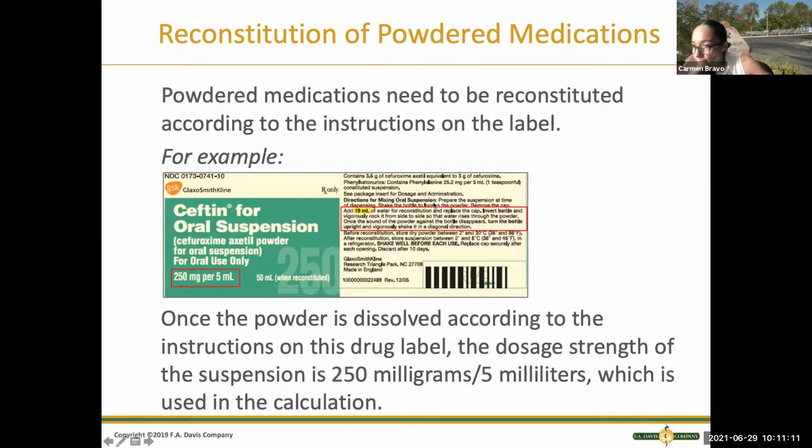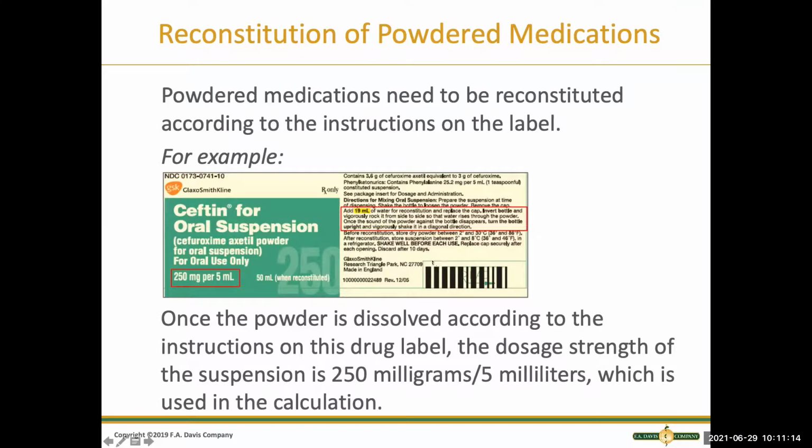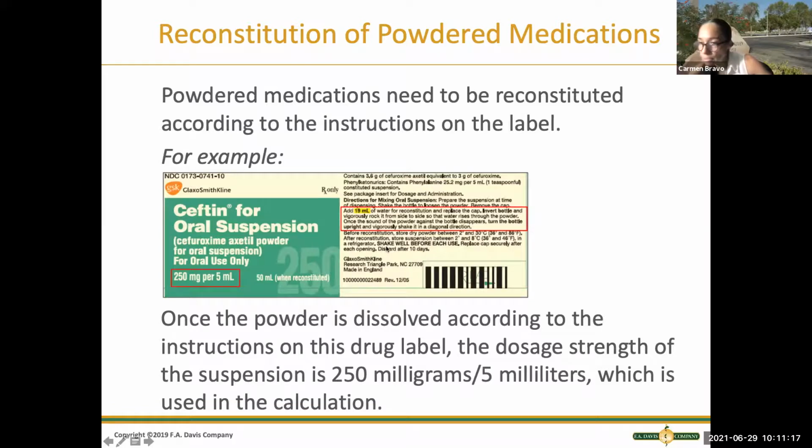On the bottom it says discard after 10 days. Ah, there it is. Okay, sorry, it's tiny letters. So it gives you all of those instructions. Besides looking at the expiration date, once it's reconstituted, normally it's not good after 10 or 14 days. So you have to add the 19 mLs of water to reconstitute it. Whatever it says according to the instructions, it will tell you the dosage strength after reconstitution. So your calculation is going to be based on this also.